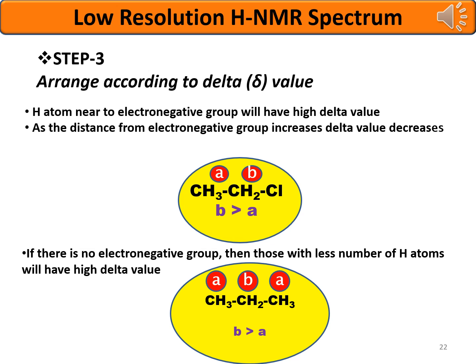Second compound, CH3CH2CH3. Here there is no electronegative group present. In such a situation, the group with fewer protons will have a high delta value. So here the CH2 proton has a higher delta value than the CH3 proton.